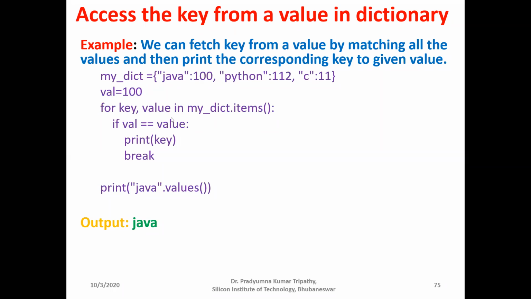Now if the value that you get matches, suppose for example 100 or 112, I have taken 100 over here. If the val matches this value while iterating over these items, then it will print the key. So the key is also moving over there, and I will print the key for the same.